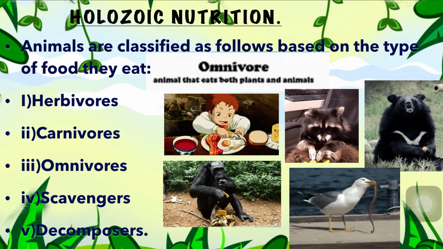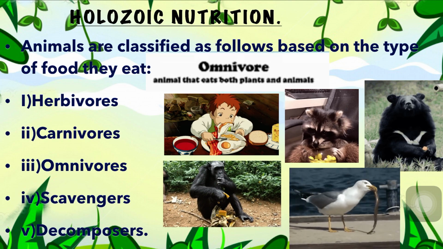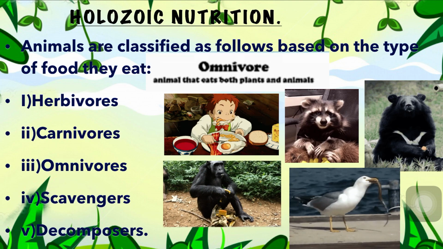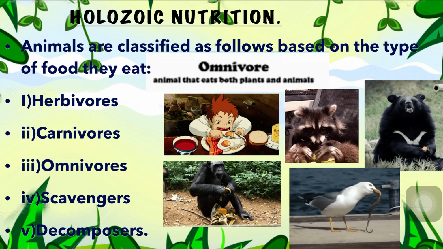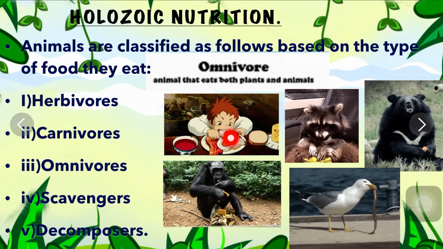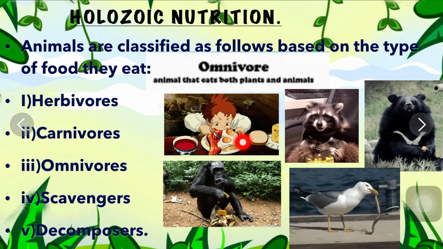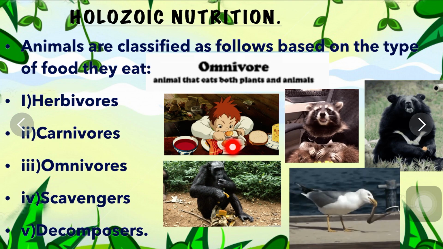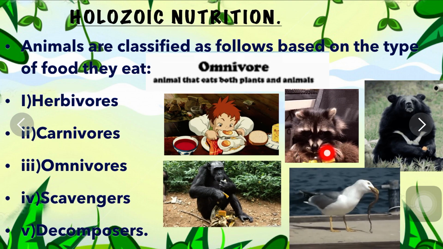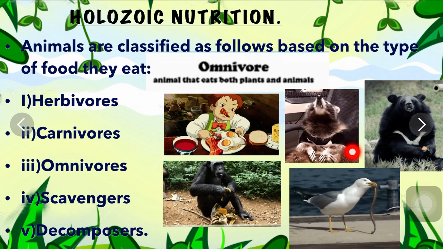So, omnivores. Student, omnivores are those animals that eat both plants as well as animals. For example, human beings. We human beings also eat both plants as well as animals. So we are also omnivores. Others are deer, chimpanzee, etc.